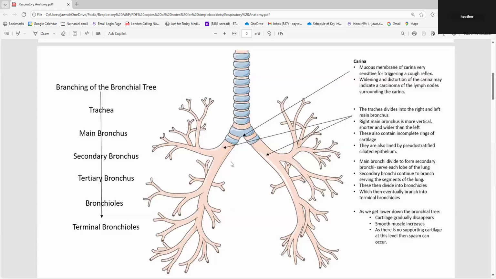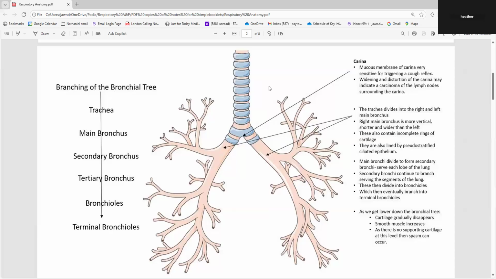Now, you don't see it so well on this diagram, but what's important to remember is that the left main bronchus comes at a much more acute angle than the right main bronchus. So this angle is quite shallow. This is actually quite steep. That means that when the tube is placed down, if it's gone down too far, it will invariably end up going down the right main bronchus because it's the easier angle for it to slip down into.